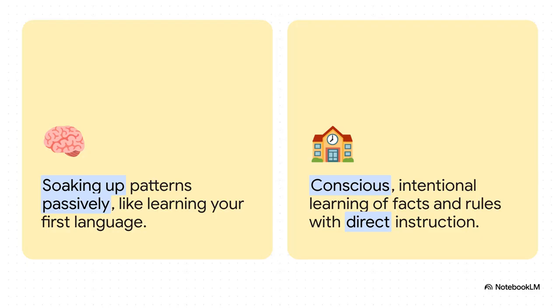And this whole spectrum lines up perfectly with the two different ways our brains learn things. The natural play-based stuff, that taps into implicit learning. You know, where you just kind of soak up patterns without even realizing it, like how you learned to talk in the first place. The structured drills, that's all about explicit learning, the conscious, intentional effort to learn a rule. And the best therapy often blends both.